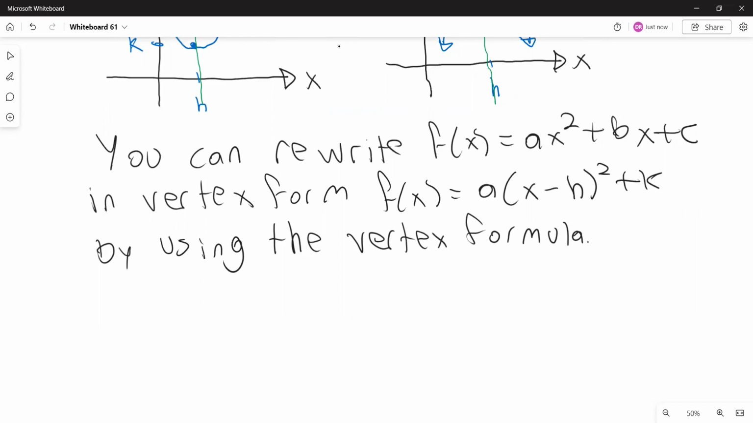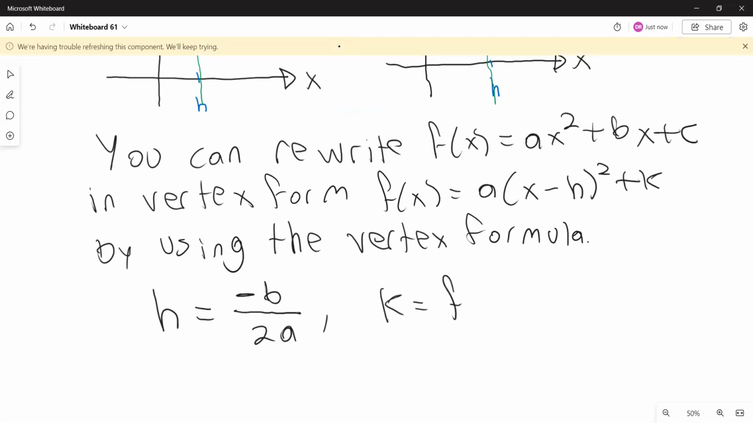Okay, the vertex formula. The x coordinate of the vertex, that's going to be h, and that is the opposite of b over 2a. And k is going to be f of h, or f of the opposite of b over 2a.